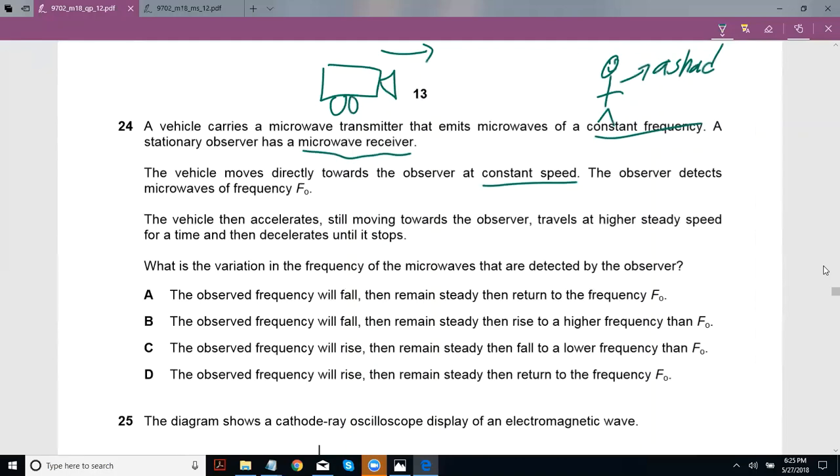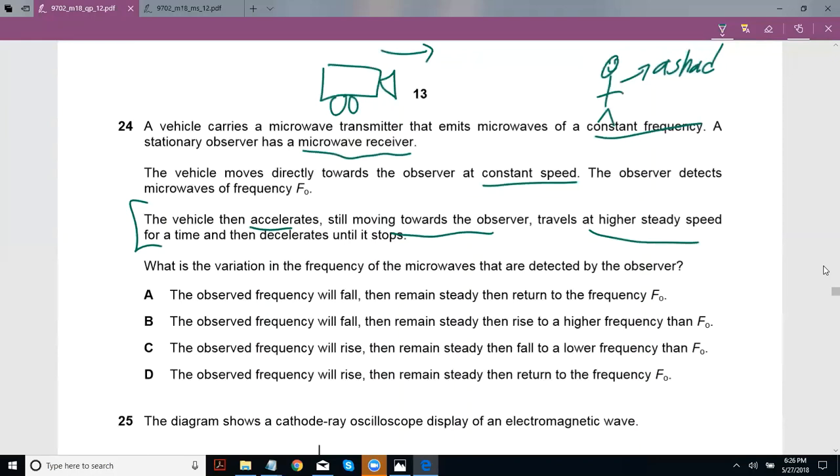The vehicle then accelerates, still moving towards the observer, travels at a higher steady speed for a time, and then decelerates until it stops. Okay, what is the variation? And so for this, what is the variation in the frequency of the microwaves that are detected by the observer?